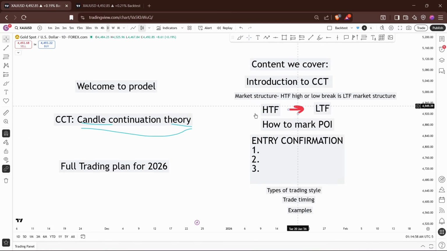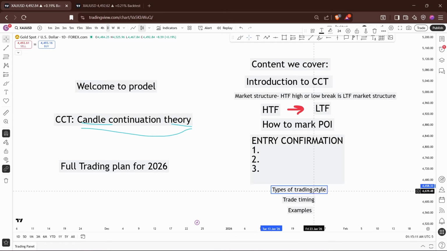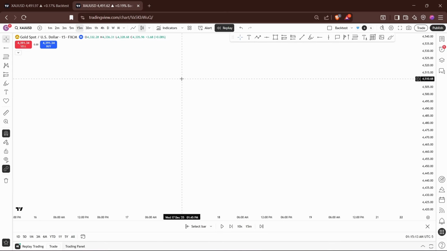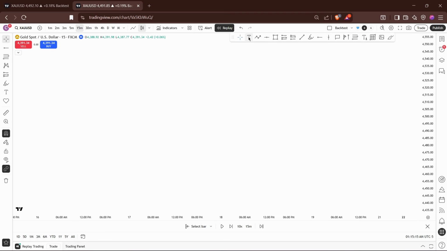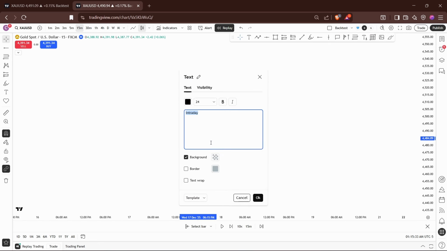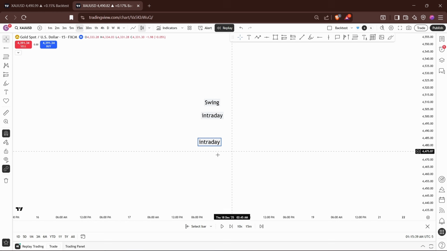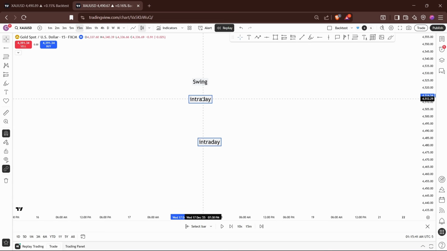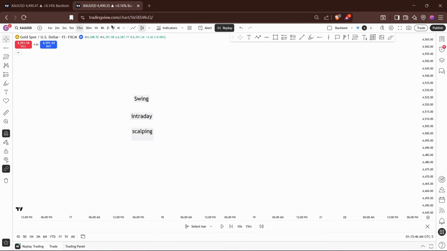We will talk about the higher time frame to lower time frame after learning the types of trading style. There are mainly three. We won't talk about positional trading. We will talk about only swing, intraday, and scalping. For most strategies, there should be mainly two time frames: the higher time frame POI and the lower time frame confirmation. In this strategy, we will also follow that structure.